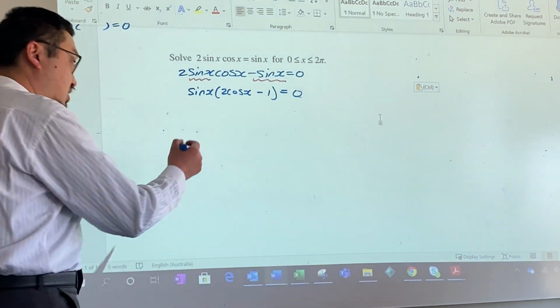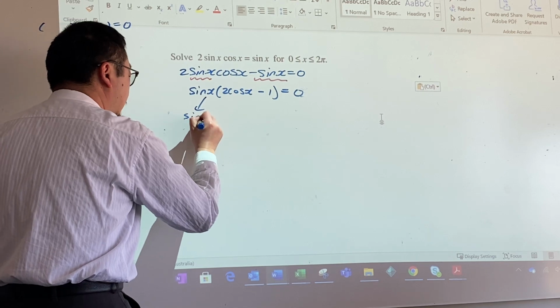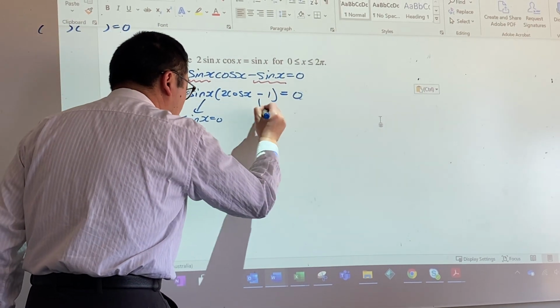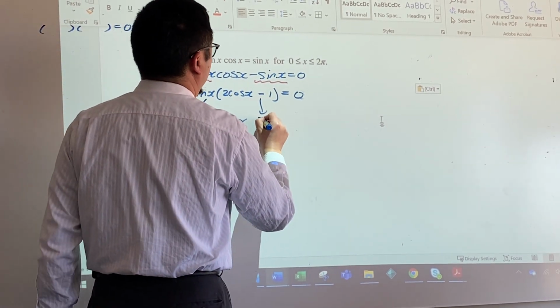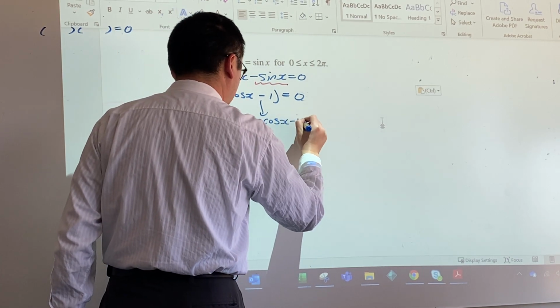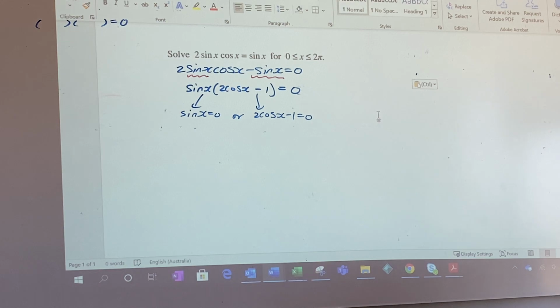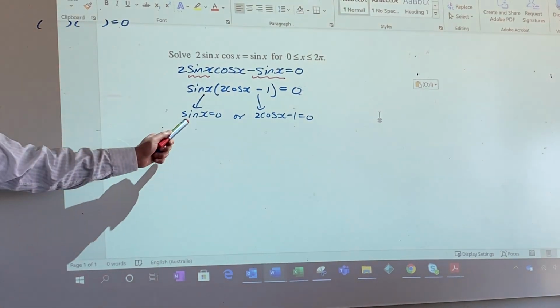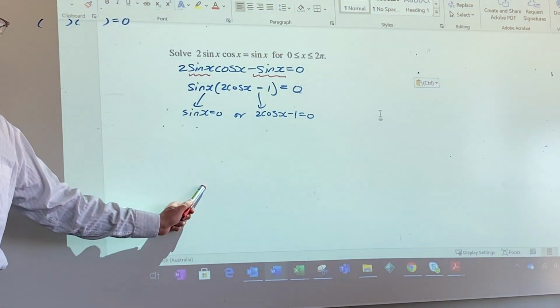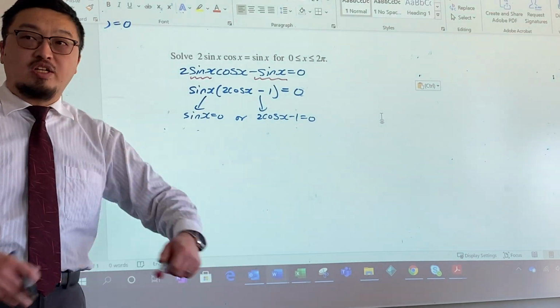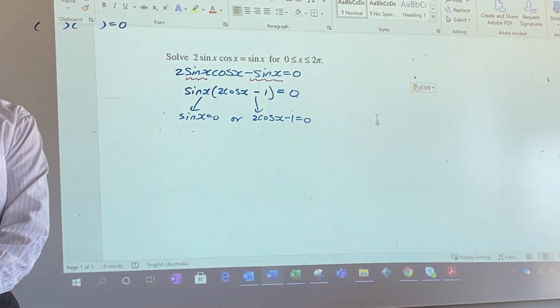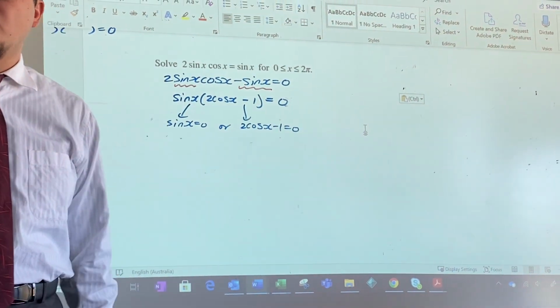So it's either sine x equal to 0, or that part equal to 0. We're going to solve this individually and solve that individually, and combine all your answers together at the end. That's why I said there are about 5 answers just now.